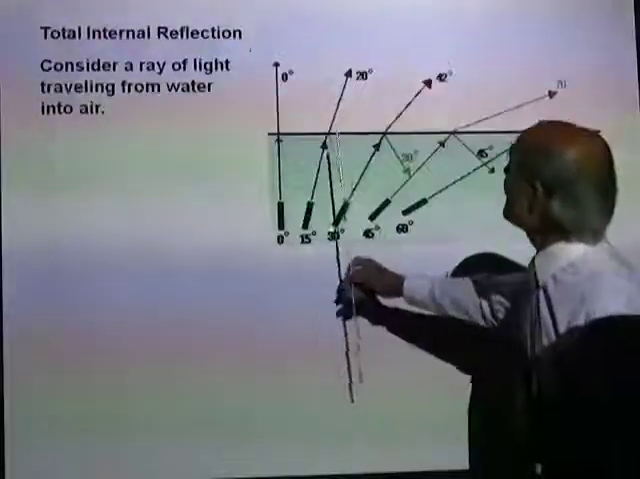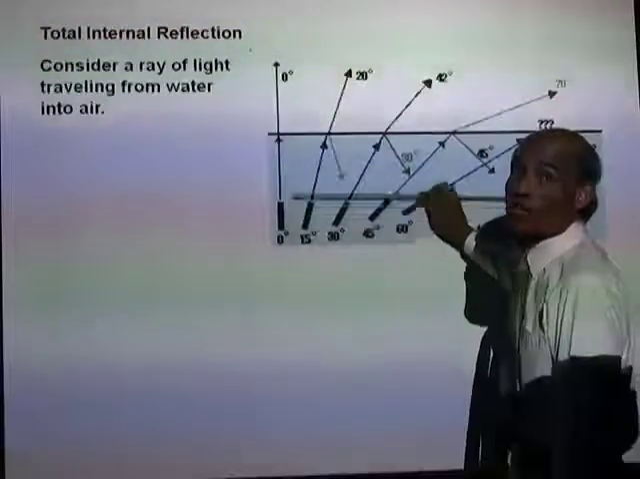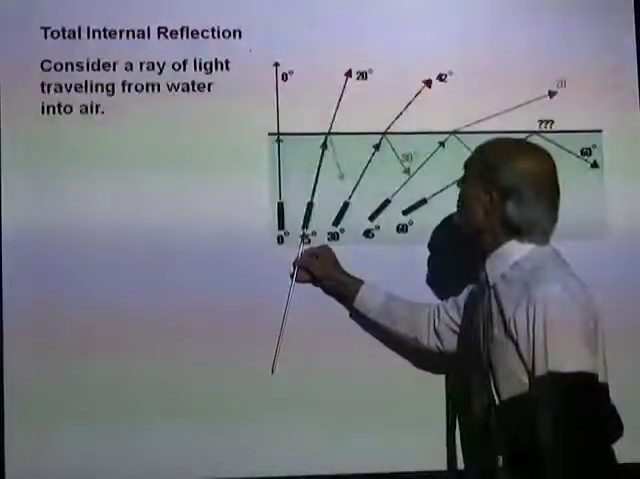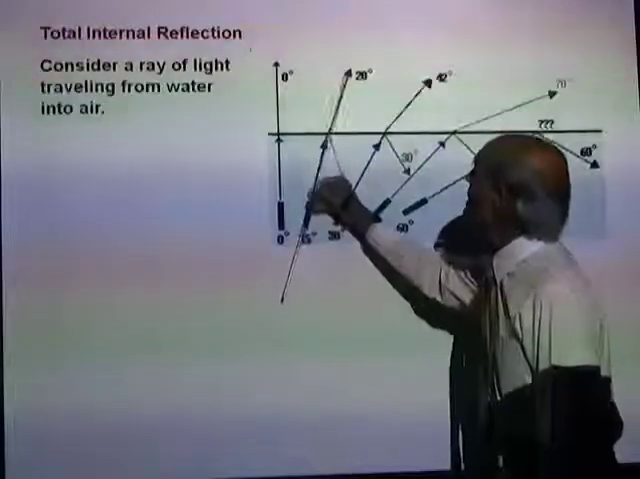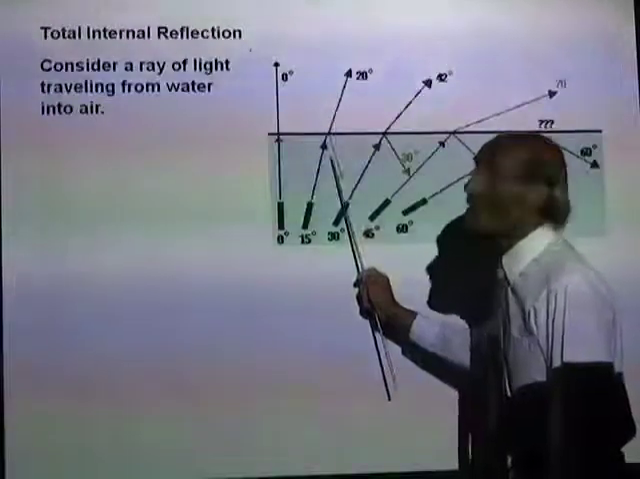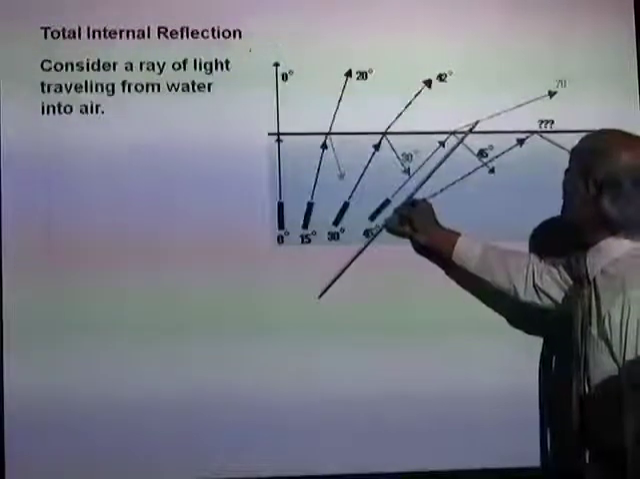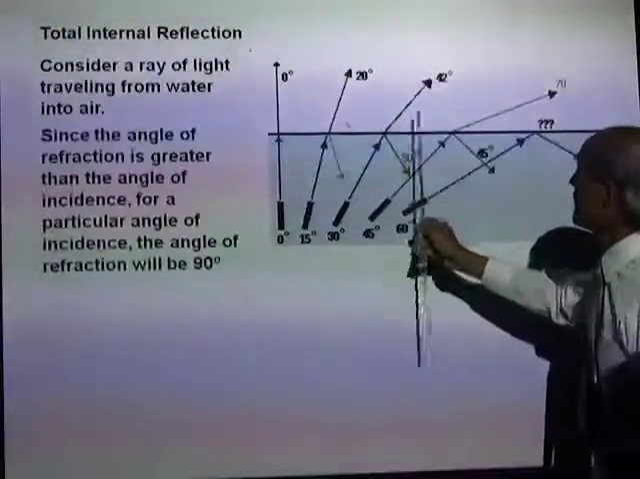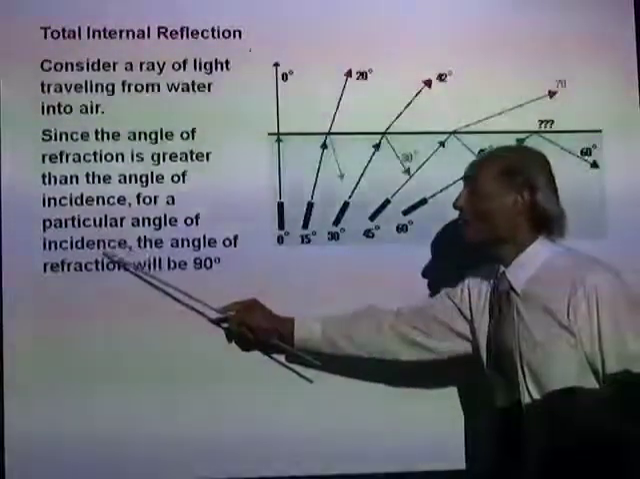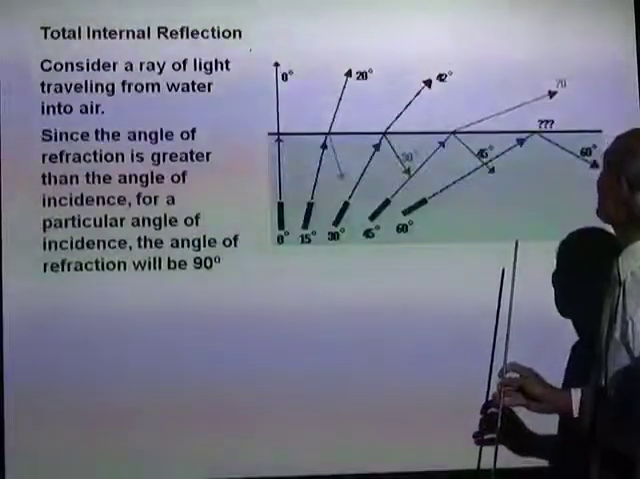Now look at different rays of light traveling from glass into air, or water into air. You can see as light travels from water into air, it will bend away from the normal. The angle of refraction is greater than the angle of incidence. Now, since the angle of refraction is greater than the angle of incidence, for a particular angle of incidence, the angle of refraction will be 90 degrees.